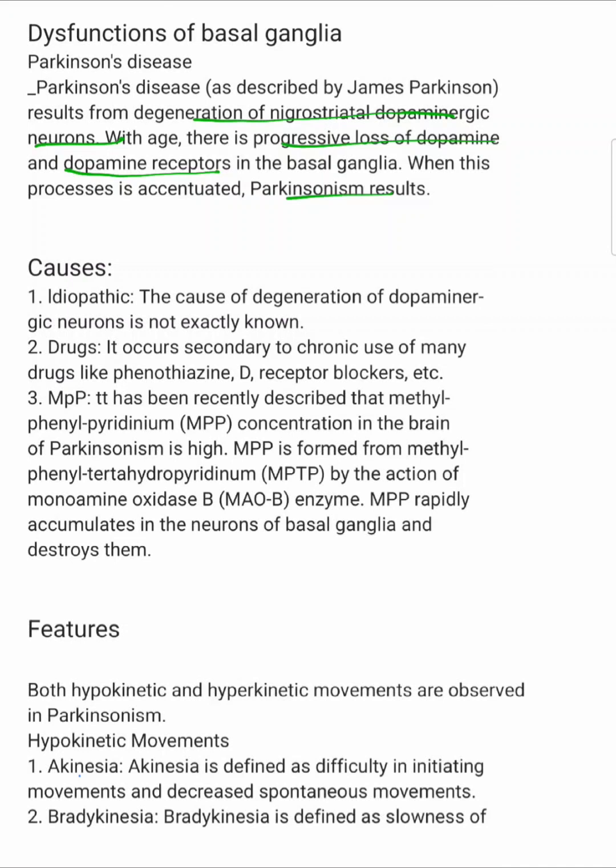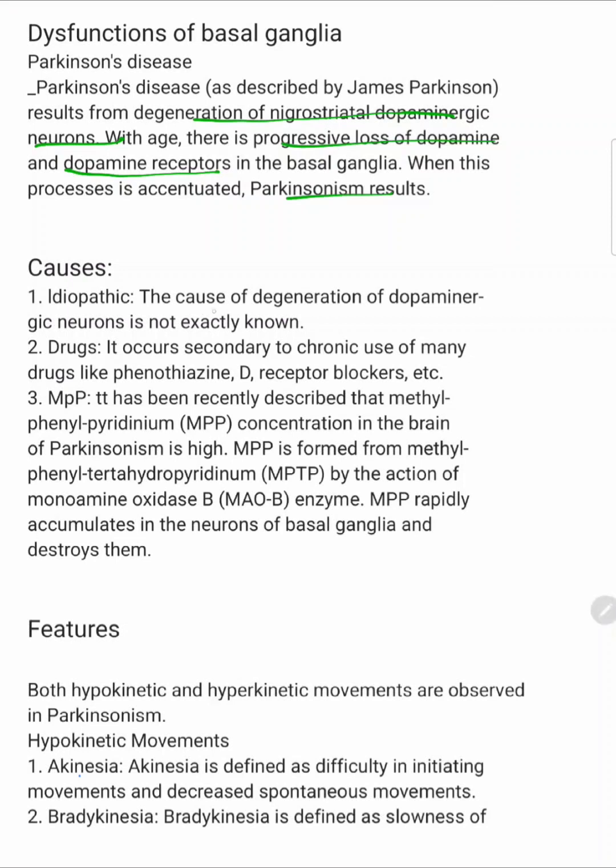So dopamine is one of the important neurotransmitters, right? This neurotransmitter is very important in movement. So when this neurotransmitter decreases in the body, there will be decreased movement. Okay, so there will be a problem in the movement and also in other body functions.